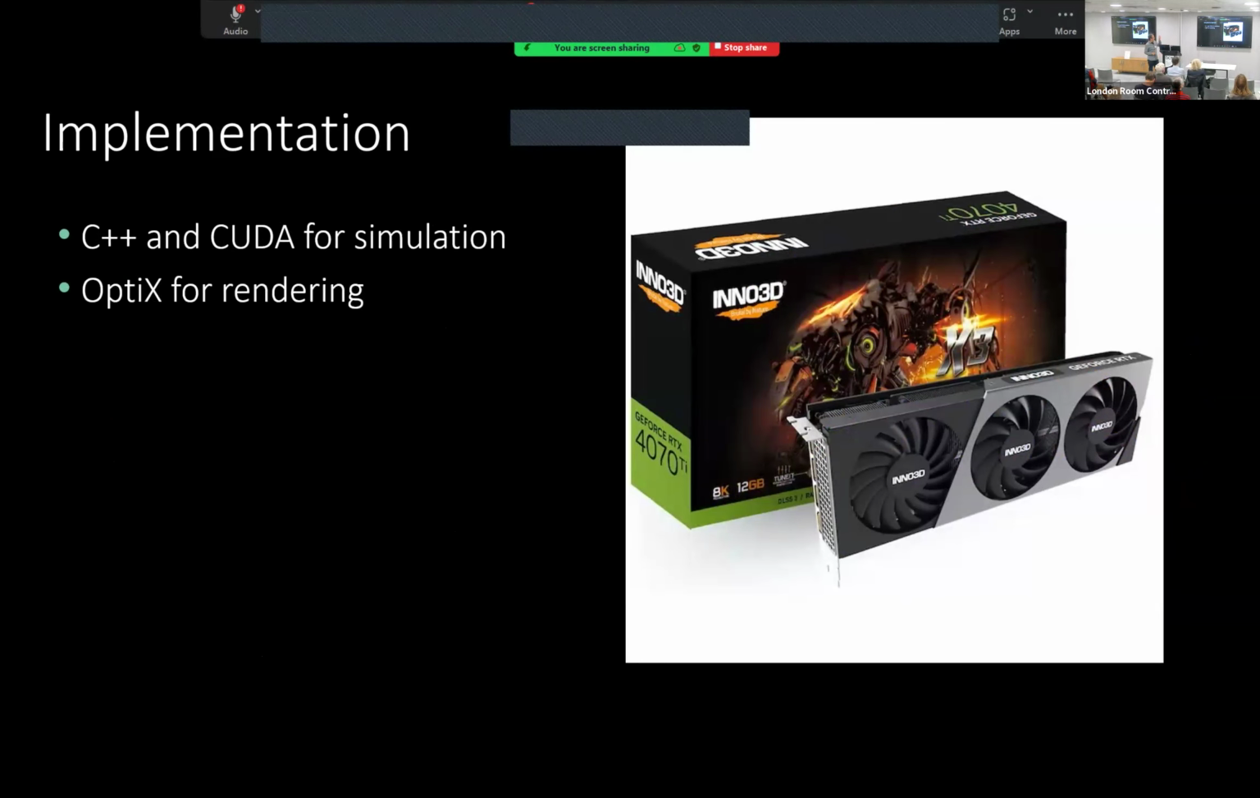Implementation-wise, it's C++ and CUDA. It uses OptiX for rendering, which is basically NVIDIA's library for writing your own ray tracer, but using the GPU. The original implementation was based quite closely on my old cellular forms code, but that's not designed to be interactive, so we got almost like a proof of concept working.